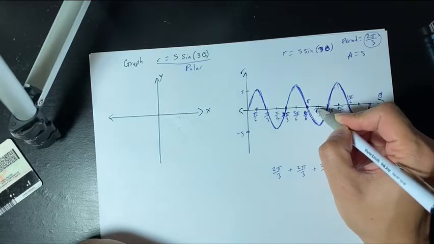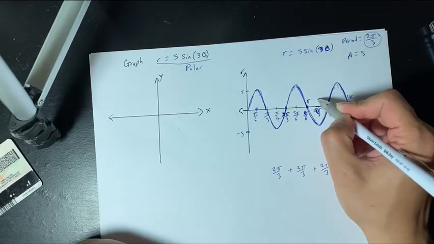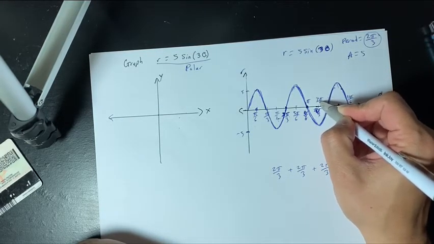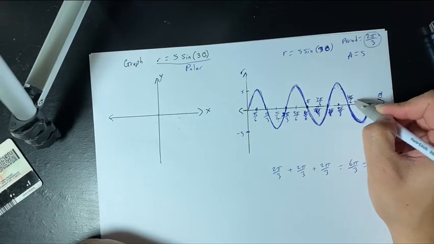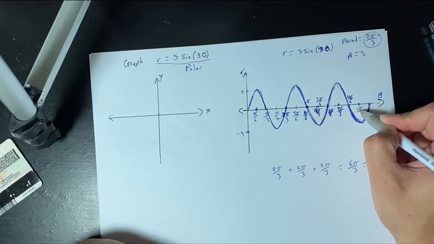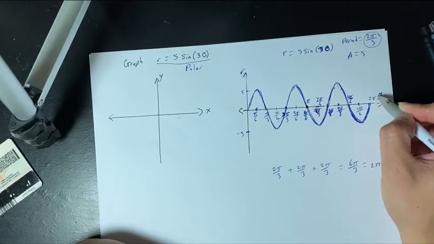This is 7 pi. So 7 pi over 6. So this is all off. Sorry, guys. This is 11 pi over 6. And here's 2 pi.